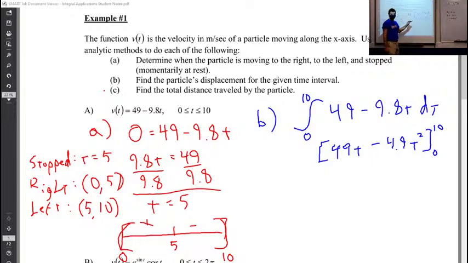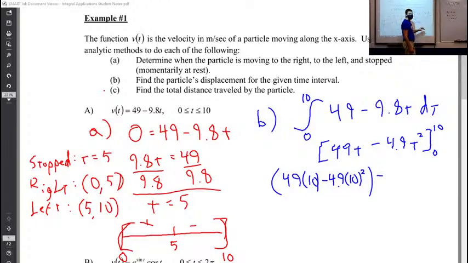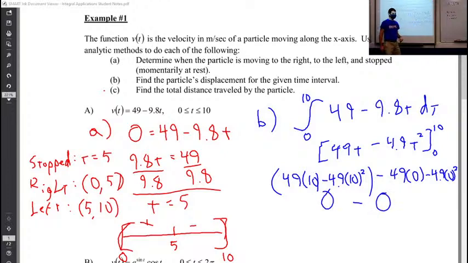We don't need a calculator for this. Plug in 10. Minus, plug in 0. 0.49 times 10 is 490. 4.9 times 100 is also 490, so this is 0. So there's my answer of, well, it didn't move.